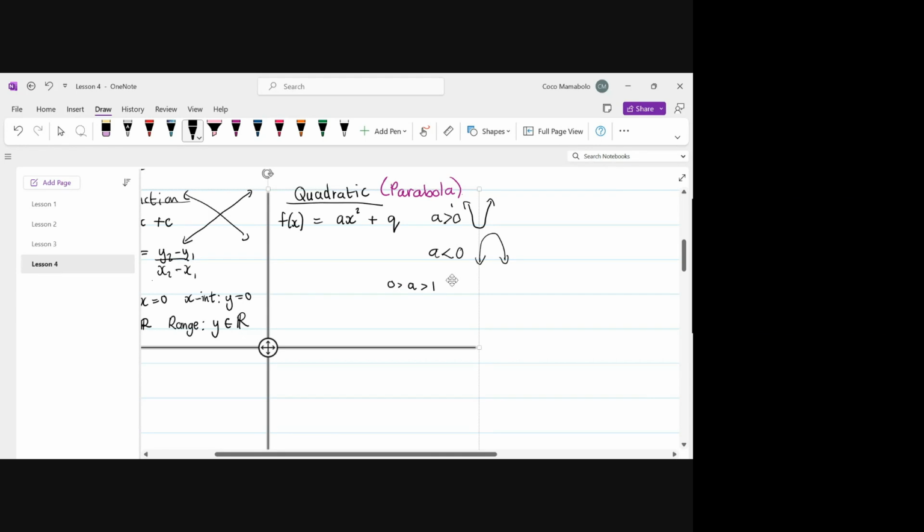Okay, so if the number is like a 0.5 or a 0.3, then my graph starts getting flatter. It does this. It starts looking like that. If my number is between -1 and 0, then my graph will flatten out, but just in the opposite direction because these are negative numbers.